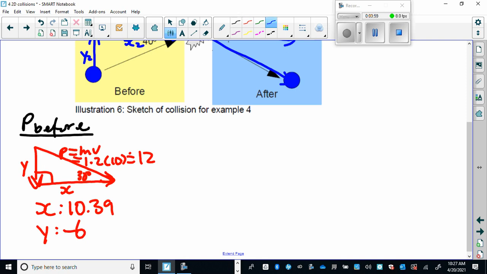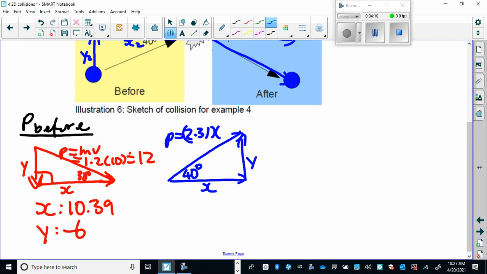Now we're going to go to the blue ball. The blue ball is going this way and this way. This is a 40-degree angle, so it has an x component going to the right and a y component going up. Its momentum is 2.31 times 15, so it's got a momentum of 34.65, significantly greater, almost 3 times greater than the red ball. So keep that in the back of your head.